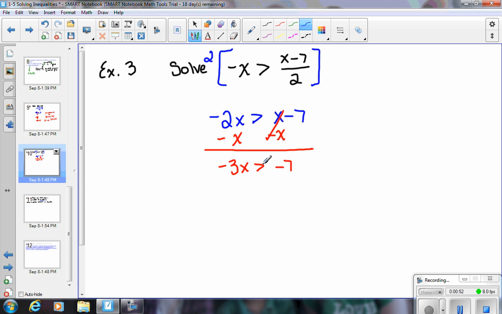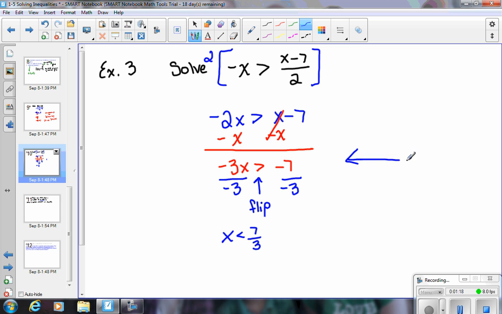inequality. Next thing I want to do is get the x by itself, so I'm going to divide by negative 3 to undo the multiplying. And since I'm dividing by a negative, I have to remember to flip the inequality. So we'll get x is less than, negative divided by a negative is positive. So we get x is less than 7/3.